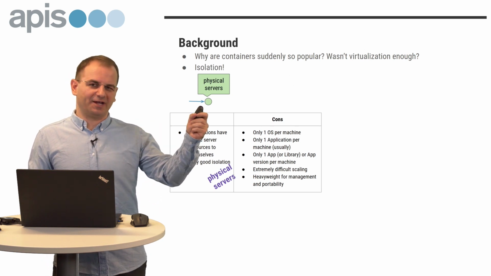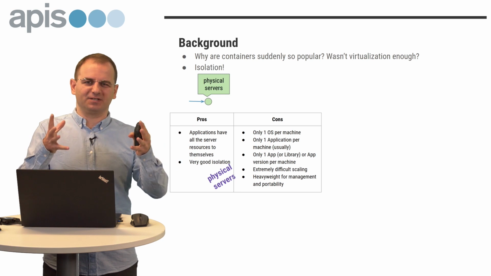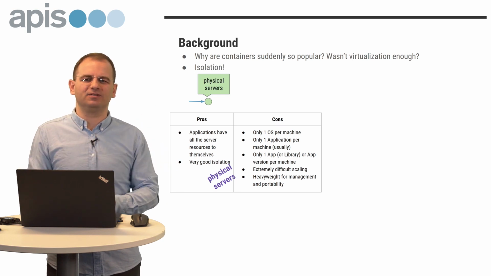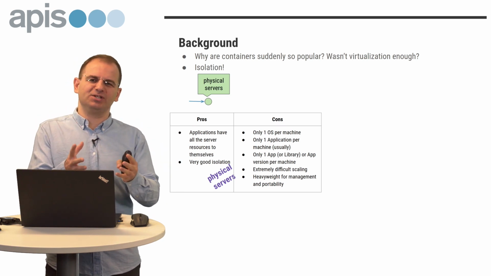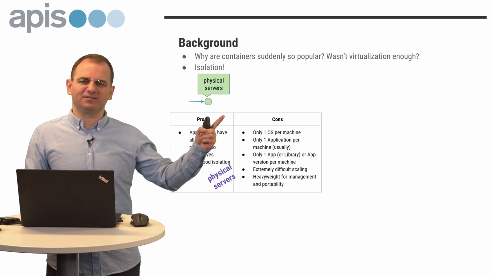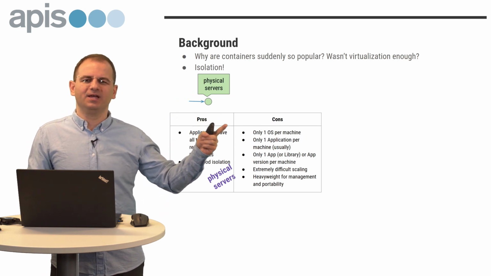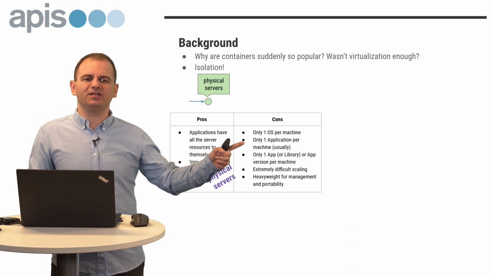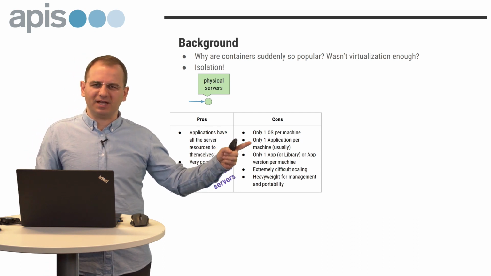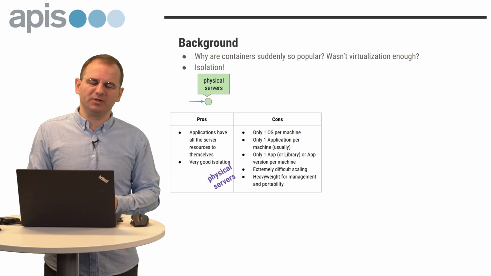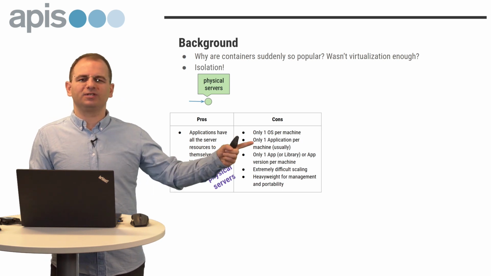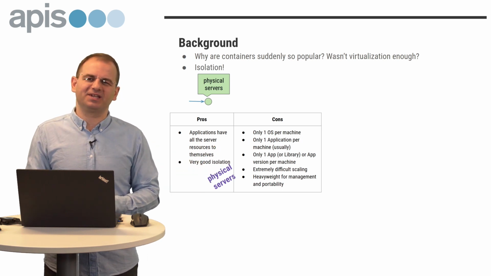You need to provide a physical machine for your application. And on that machine, you need to install one OS and only one. And then you need to install all your libraries and pre-required tools so that your one application can run.